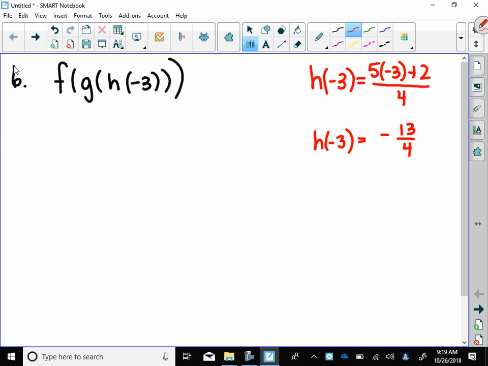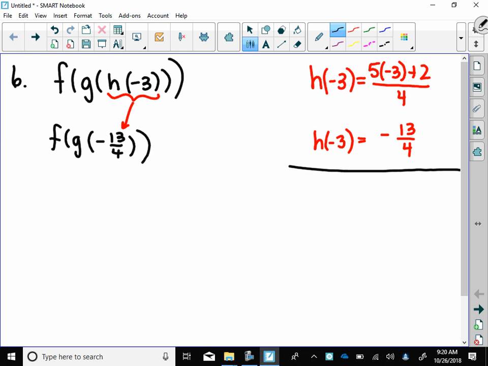So now I can come back over here, and this part right here, h of -3, is really -13 over 4. So now I've got to find g of -13 over 4. So I'll go to the function g. I'm going to plug that in for x.